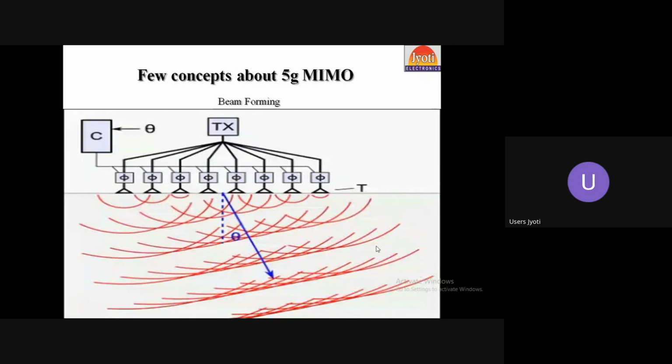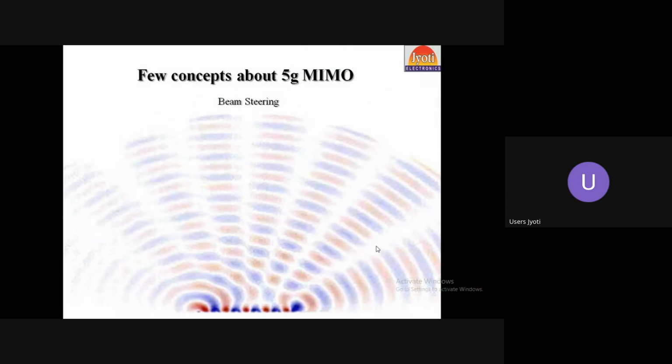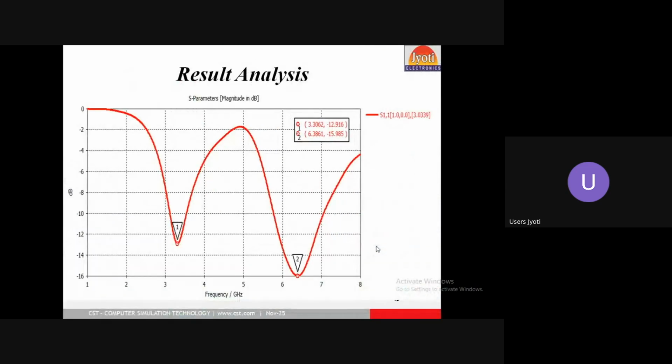Here is the 5G MIMO antenna in beamforming, so you can see in which particular direction it will be connecting, and give high directivity with high gain. You can see our antenna is below minus 10 dB. Two frequencies are there, one is 3.3 and the second is 6.3, so our prototype is resonating at two frequencies.